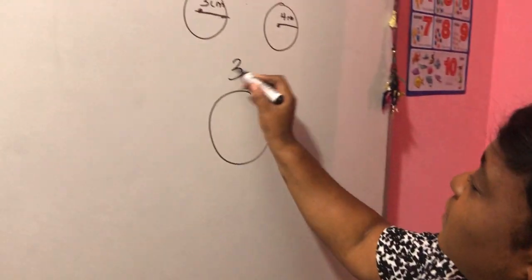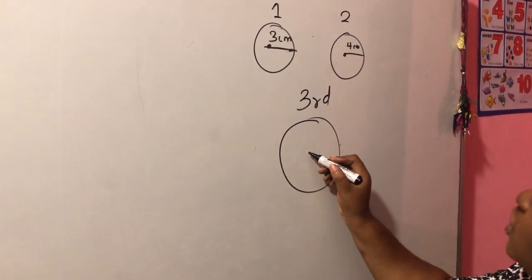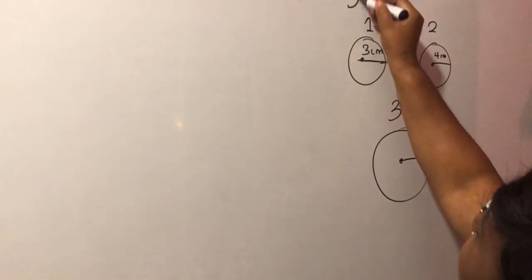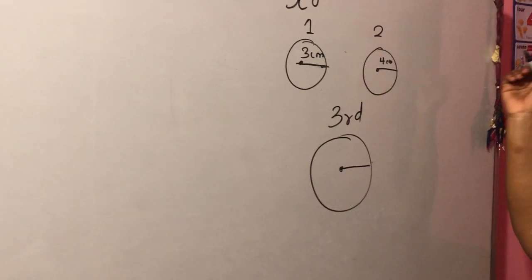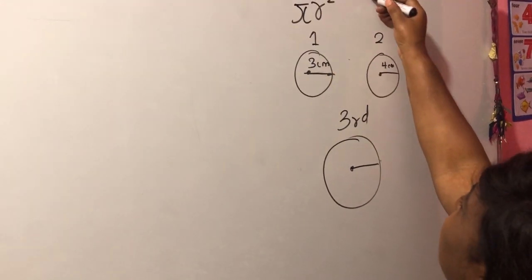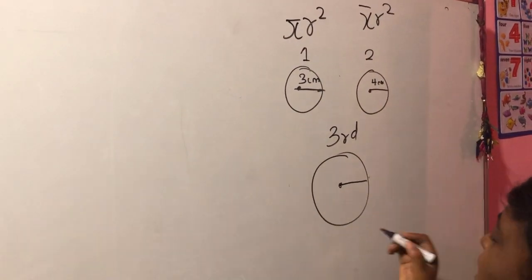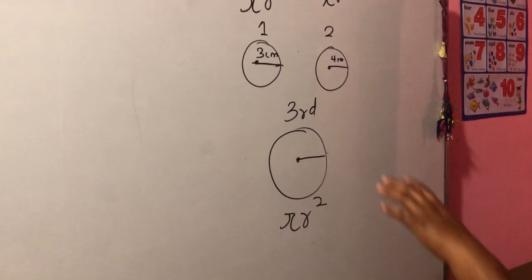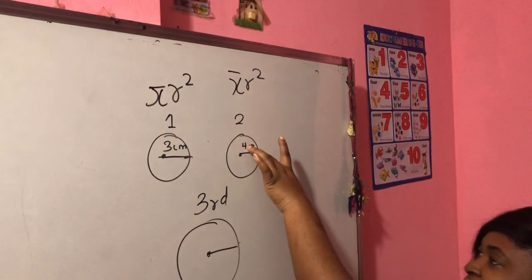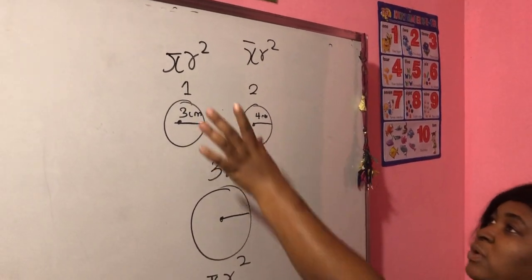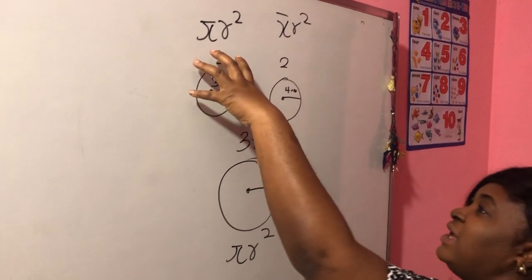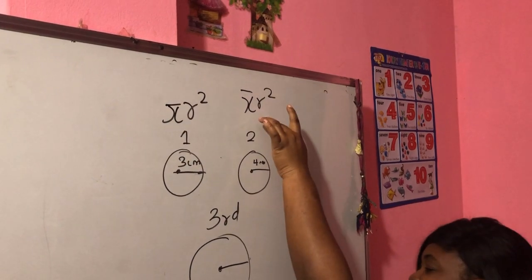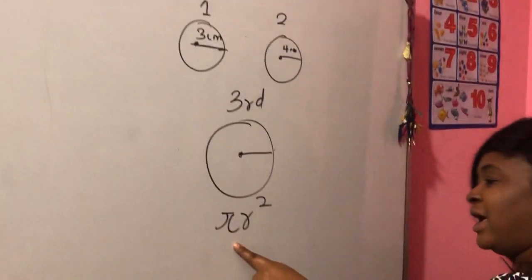So this is the third circle, but we don't know the radius here. But they are telling us about the area. We know that the area of a circle is pi r squared, right? So the area of this one is pi r squared, the area for this one is also pi r squared, and the formula for finding the area of this one is also pi r squared. Now they said the total of these areas. Do we know the value of the area? We don't, but we can work with this formula. So this area plus this area is equal to this area.